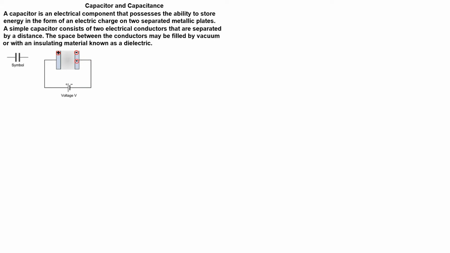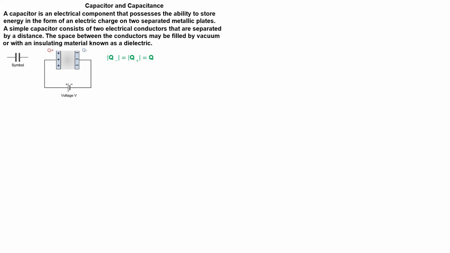The current tries to flow through the capacitor from its positive plate to its negative plate, but it is unable to flow due to the separation of the plates by an insulating material. This leaves the first plate with charge plus Q and the second with charge minus Q. So each plate gains an equal and opposite charge due to the conservation of charge.